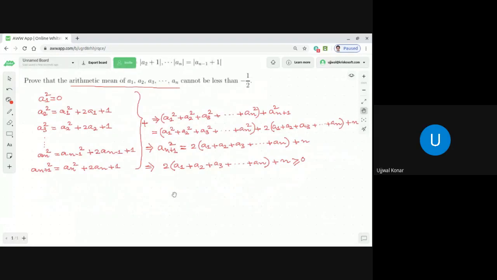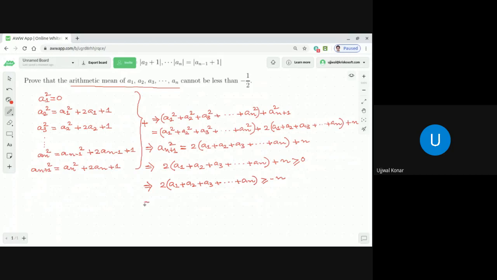So we are almost there. From here, what we are going to do is that the number n is always positive. Correct? Because n is the number of terms, it cannot be negative. So 2 into a1 plus a2 plus a3 plus dot dot dot up to an is greater than or equal to minus n. Correct, now, dear students?